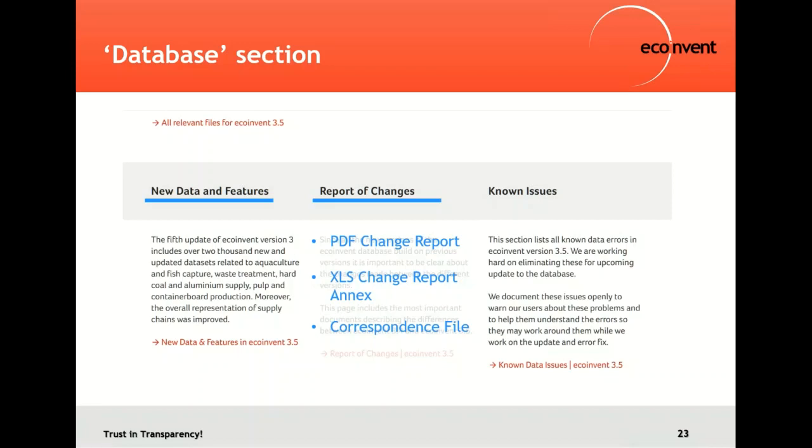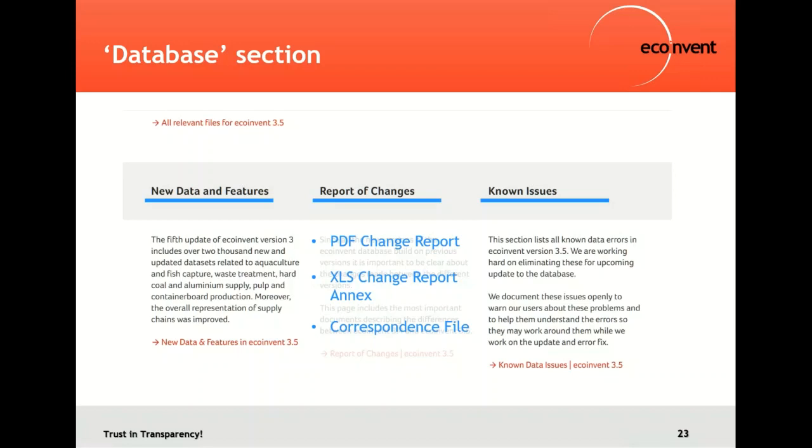And then you also have access to the correspondence file, which I'm going to present in a minute, but just to explain what it is, the correspondence file is a mapping file. It's a mapping file telling you the equivalences, quantitative but also qualitative, between datasets existing in version 3.4 and datasets existing in version 3.5. It will tell you how to move from one version to the next without any bumps in your projects.